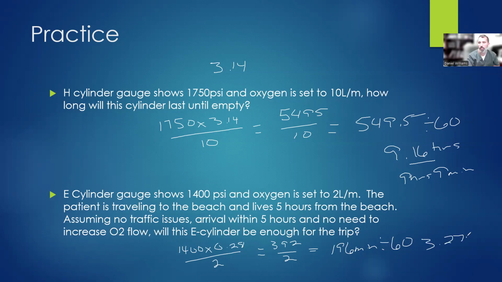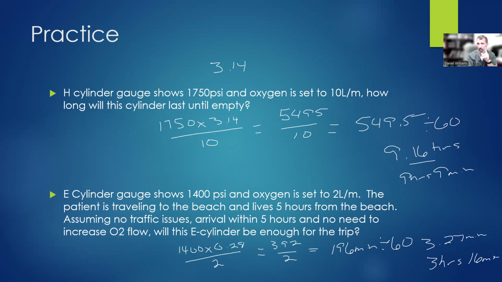You can move forward at this point with figuring out exactly how many hours, but you know it's 3 hours and 0.27 hours. So 0.27 times 60 gives us 16 minutes. So 3 hours and 16 minutes essentially. The question is, will that one cylinder last them long enough?